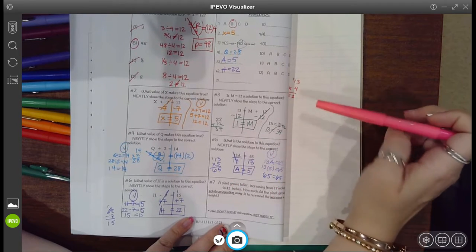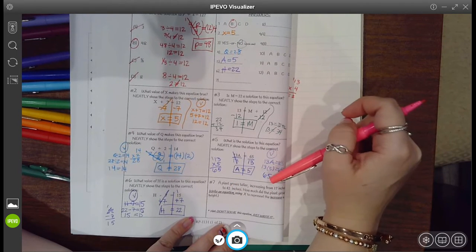says a plant grows taller, increasing from 17 inches to 42 inches.